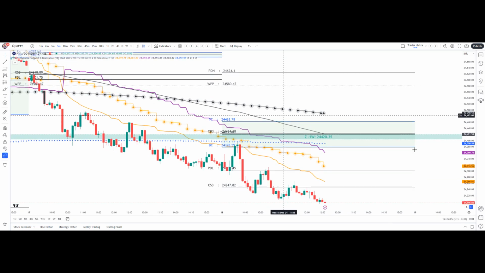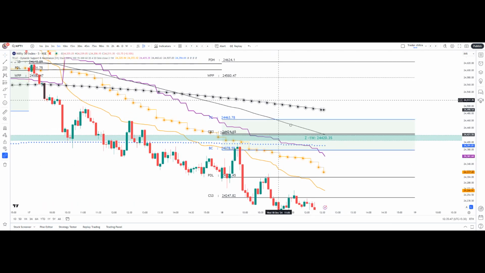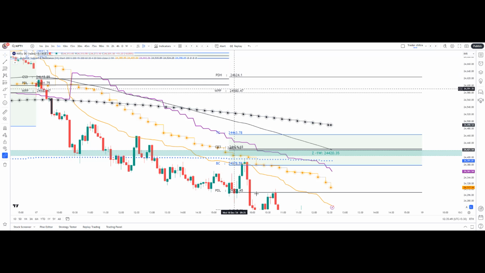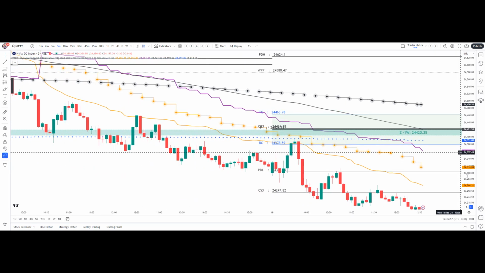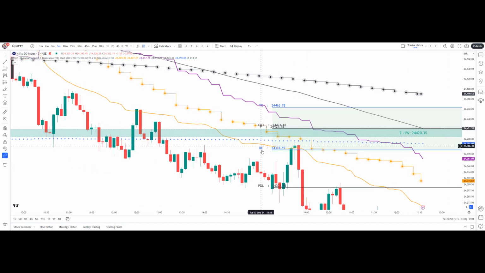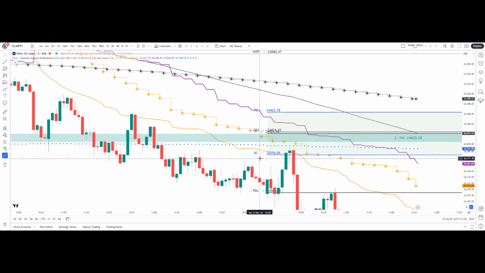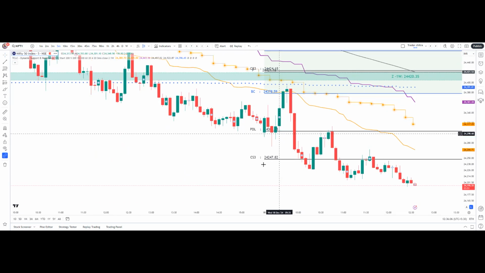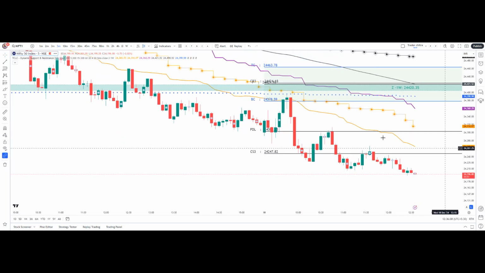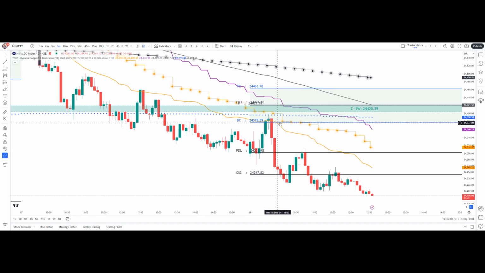And the other levels which we have given in this particular indicator are PDH, previous day high, PDL, previous day low, and this is the CPR level, TC, pivot point and BC, which we can see here. And Camarilla R3 is CR3 and the other is Camarilla S3. So these are the levels, and the yellow diamond line and purple line are the dynamic support and resistance which will give more confidence in order to enter into our trades.